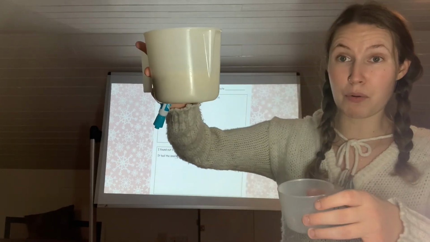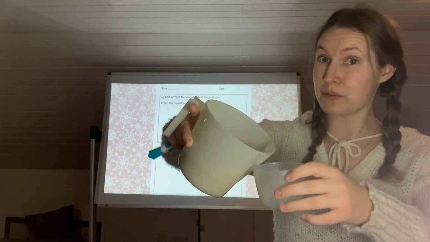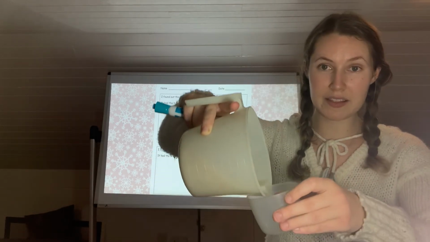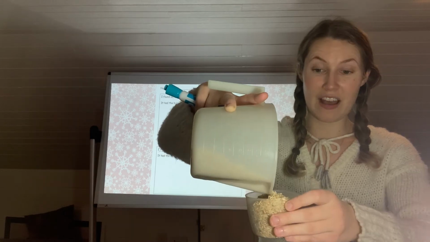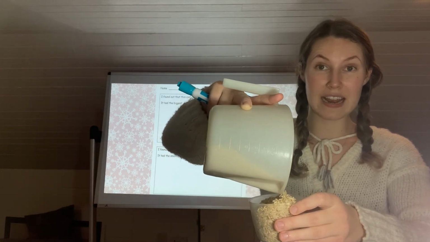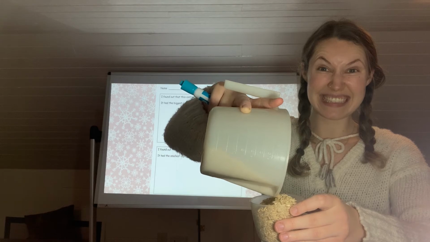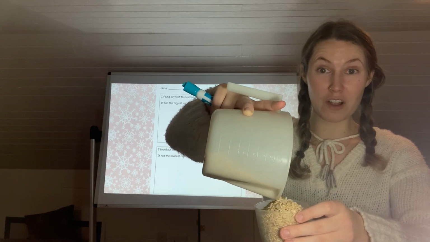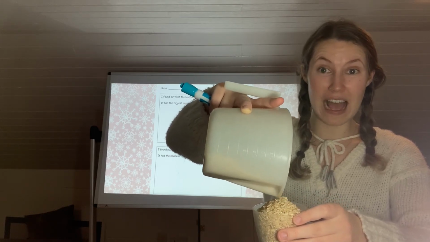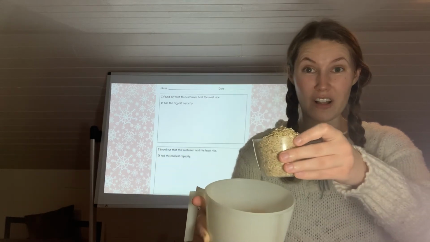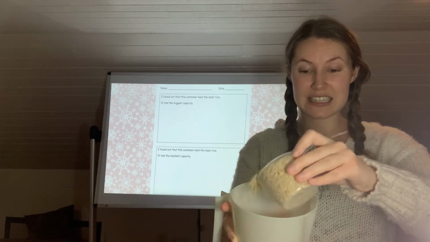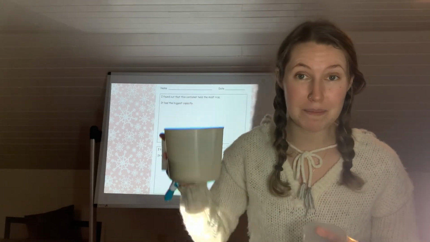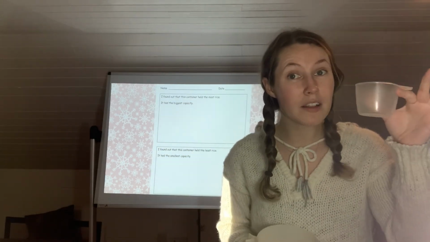Now if I tried to pour this amount here, should we see what happens? I'm going to pour into my little one. If I keep going, it's almost full now. What's going to happen? It's going to start overflowing. Look, my rice is starting to fall out because it's already full. So this container can hold much more rice than this container. It has a larger capacity. This one has a smaller capacity.